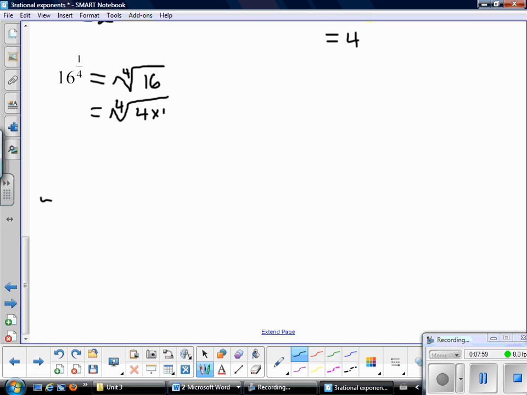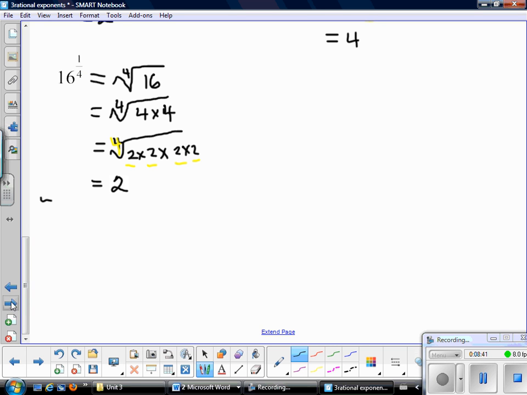So when we go back up here again, what we can do is change each one of our 4's to a 2 times 2. So 2 times 2 times 2 times 2. So now you can see I have 4 identical items: 1, 2, 3, 4. And according to this, I need 4 of them in order for it to come out. So my final answer is going to be 2. So actually 16 is a perfect fourth root.